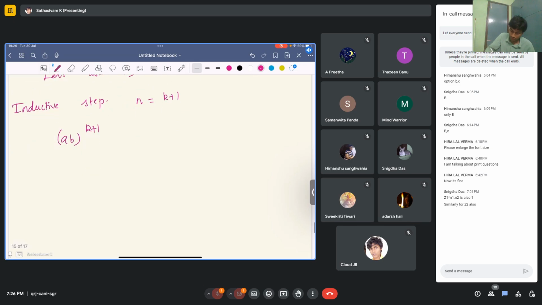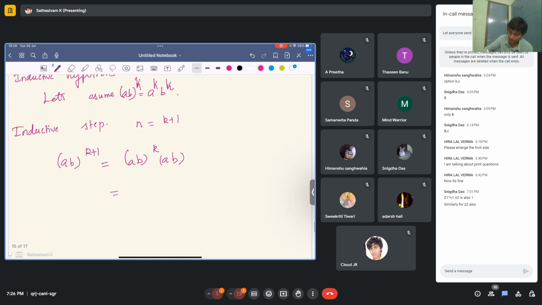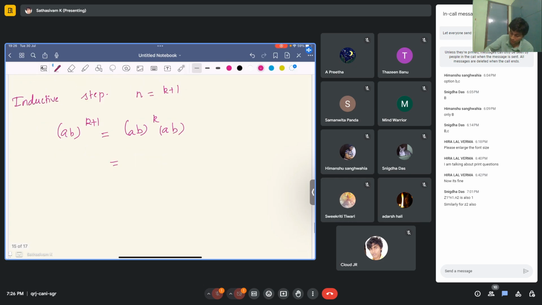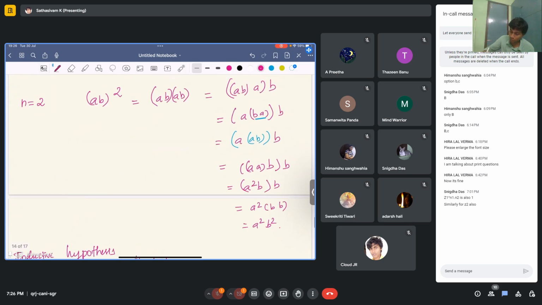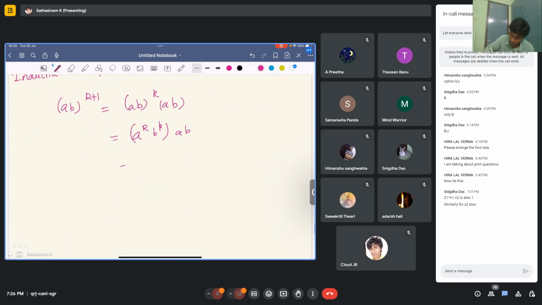So let's start here. Again, we have to do the same thing. So (ab)^k, and we have ab. Now (ab)^k, by the inductive hypothesis, I can write as a^k b^k, then ab. The brackets you are changing are the same as whatever we did for 2. The same kind of changing you have to do. See it as a single element, see it as a double element, or you can do the other way around, but it doesn't matter.